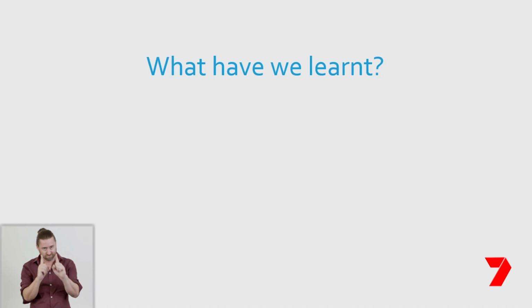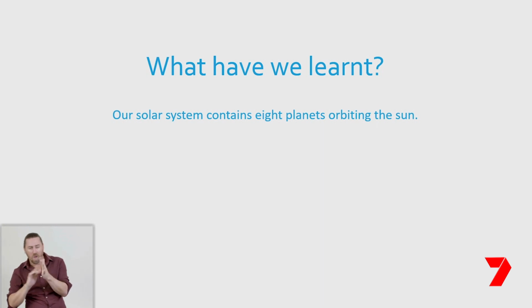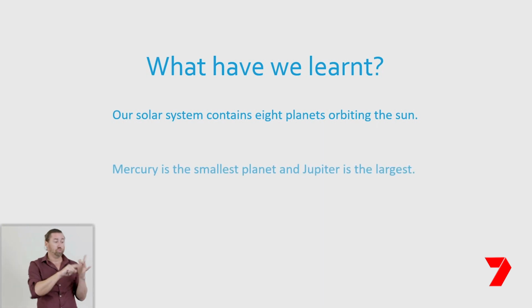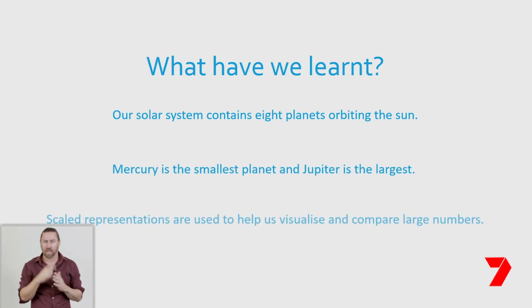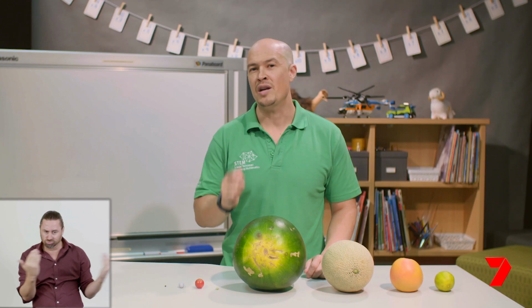Let's recap what we've learned today. We now know that our solar system contains 8 planets that orbit the sun. Mercury is the smallest planet and Jupiter is the largest. Scale models are used to help us visualise and compare large numbers like the size of planets and the distances between them. Now it's your turn.